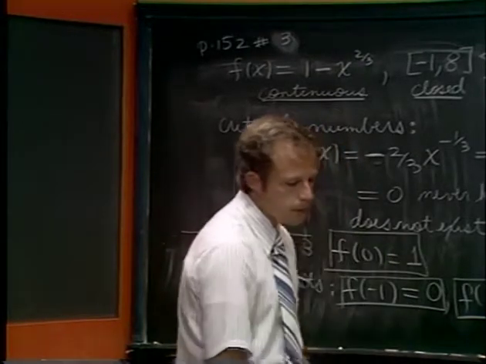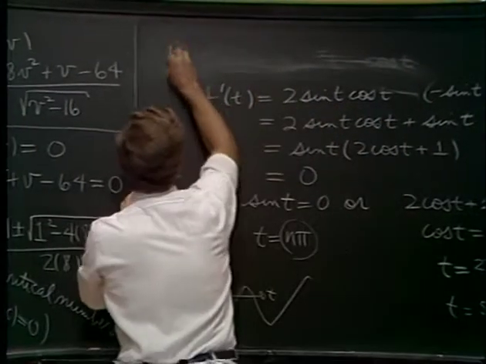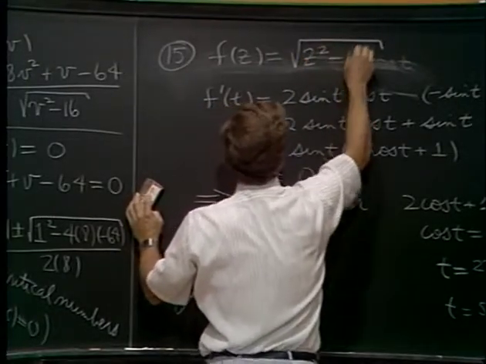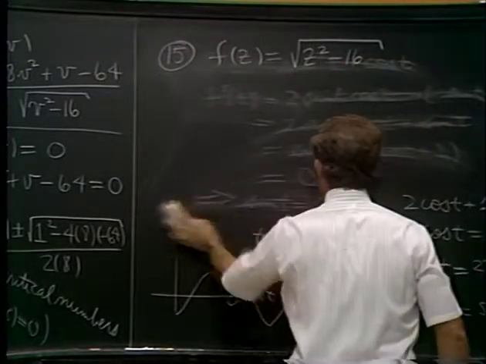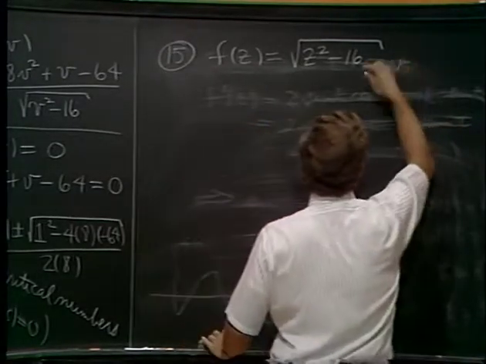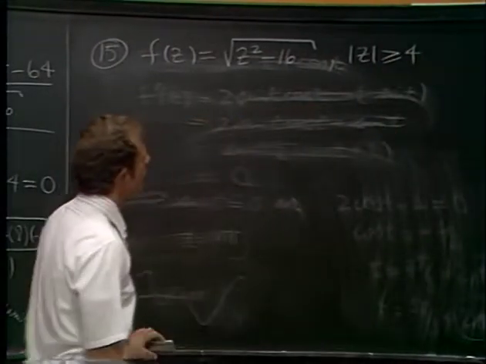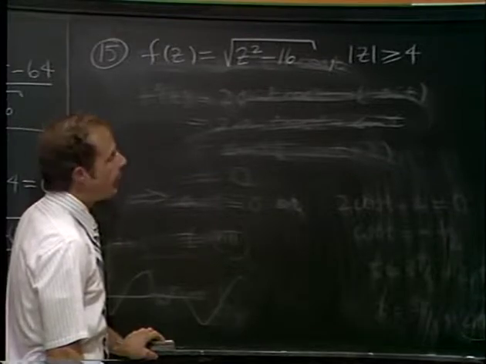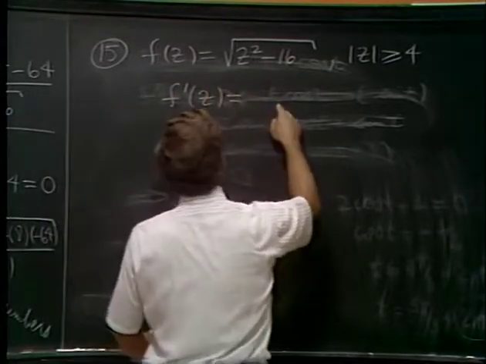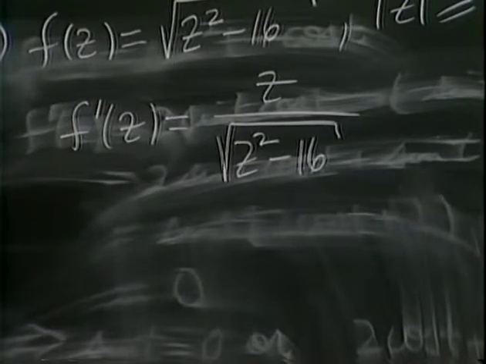Problem 15, let's see what was trouble with that one. z squared minus 16? Sounds familiar. This may be the same difficulty we just had with the previous problem, I'm not sure, but for one thing, this is only defined when z, again, is greater than or equal to 4 in absolute value. Anything less gives you a negative square root, so that's the domain. And if we look for critical numbers, they would have to be within that domain. So if you take the derivative, we'll get, I think, z over square root of z squared minus 16, doing that a little quickly, but just to get through the problem.